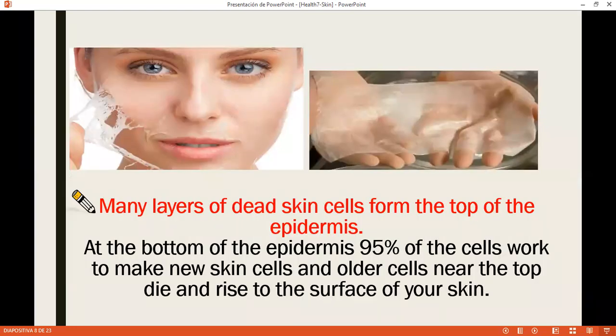The many layers of dead skin cells at the top of the epidermis are dead skin. At the bottom of the epidermis, 95% of these cells work to make new skin cells, and the older cells go near the top, die, and then rise to the surface of your skin. If we could take the first layer of dead skin that you have, it would come out like the one shown in the picture. A very thin, transparent layer of skin.